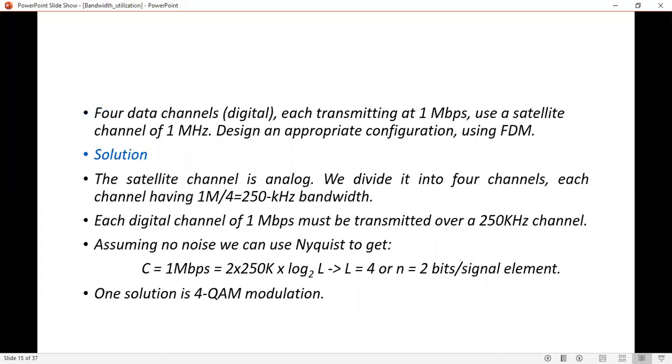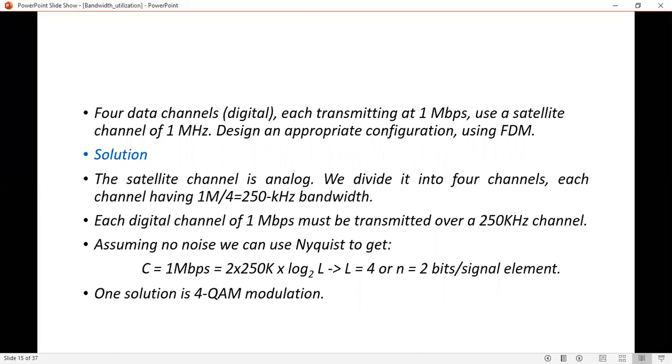One more question we will discuss. There are 4 digital data channels, each transmitting at 1 Mbps. Use a satellite channel of 1 megahertz, that means the transmission link is of 1 megahertz. Design an appropriate configuration using frequency division multiplexing.